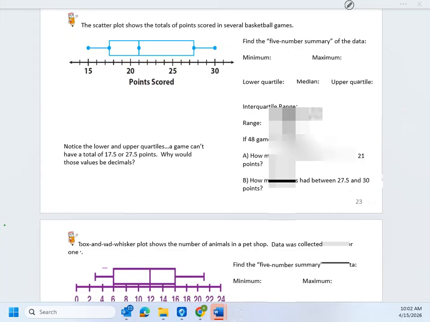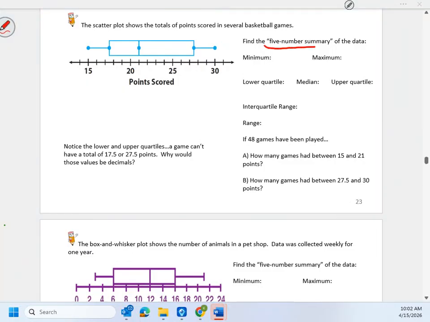So let's look at this bottom one. The scatter plot shows the totals of points scored in several basketball games. So let's do our 5-point summary. What is my minimum score that was scored? Haley? That minimum, that lower extreme, is 15. What is my maximum, my upper extreme? Alex? 30. I go to the far end, that would be 30.